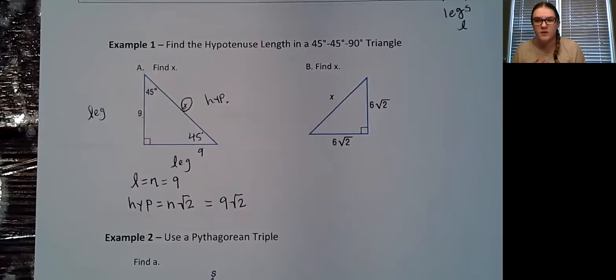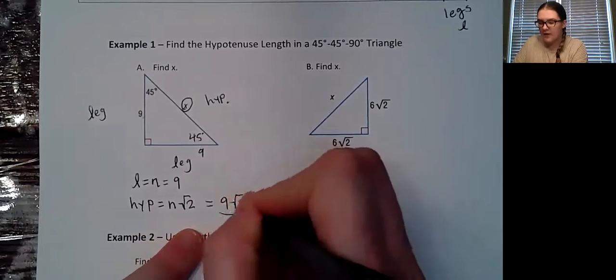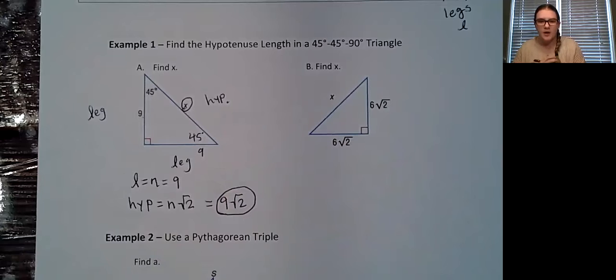Now, you could use the Pythagorean theorem on this to figure out the length of the hypotenuse, which is what we did in the previous section. That would take you a little bit longer, a couple more steps, but this is just a quicker way to find the hypotenuse without having to use the Pythagorean theorem. So our hypotenuse length is 9 square roots of 2.